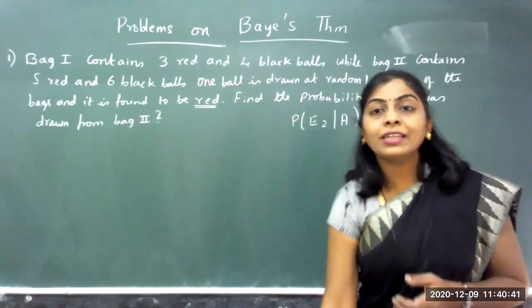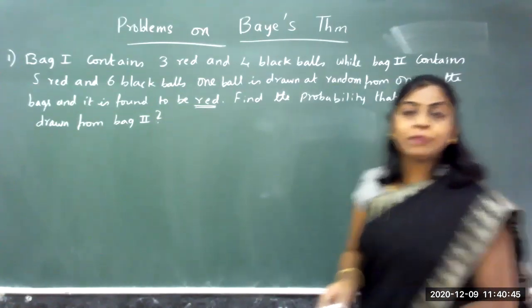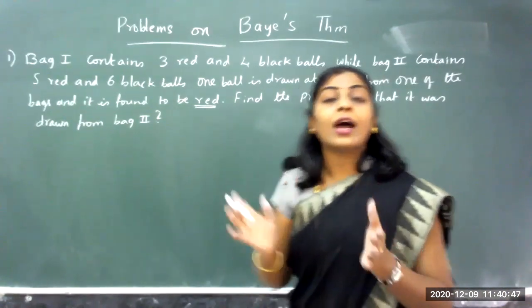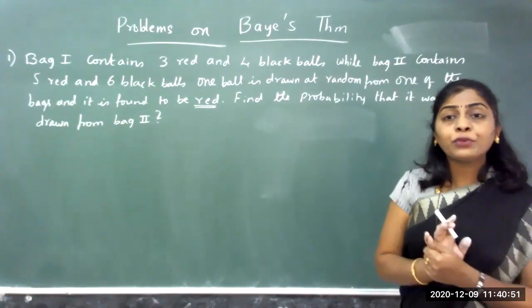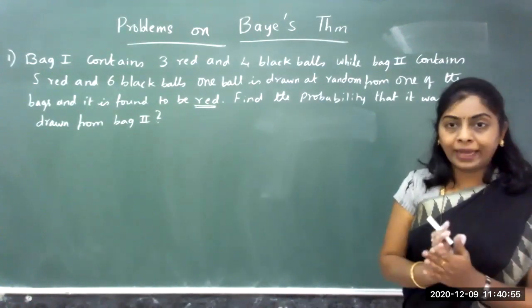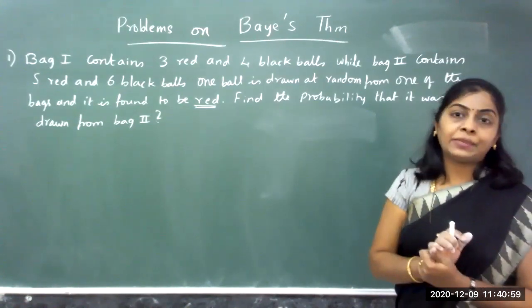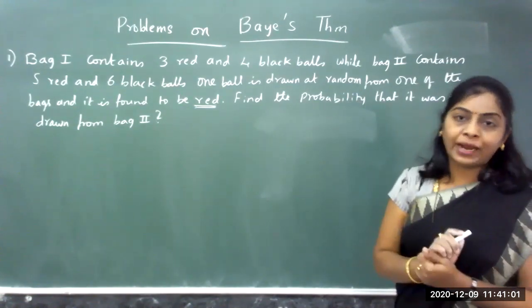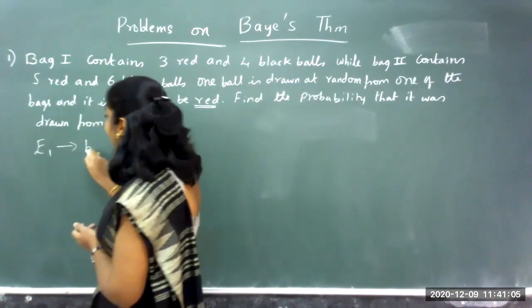Now whatever is given in the data, let me first write down. I will say that the random experiment is: there are two bags, in which there are a few balls, maybe of two different colors, red and black. So the two events I will consider under this sample space are bag 1 and bag 2. Let me say E1 is the first event.